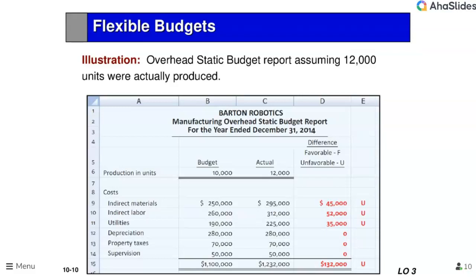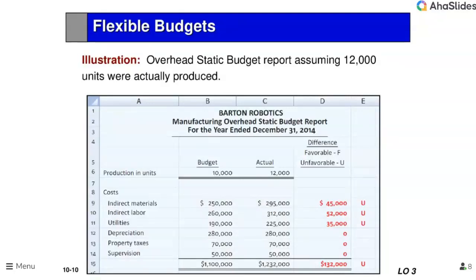And there's your budget. And it says that you say the cost would be 250, but the costs are 295. So the difference is 45,000. And that means you spent 45,000 more than you estimated. So that's unfavorable. You said 260 for indirect labor, but it's 312. Again, you're out by 52,000 and you spent 52,000 more. So that's unfavorable.